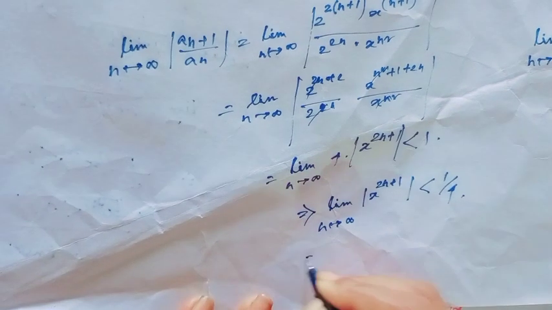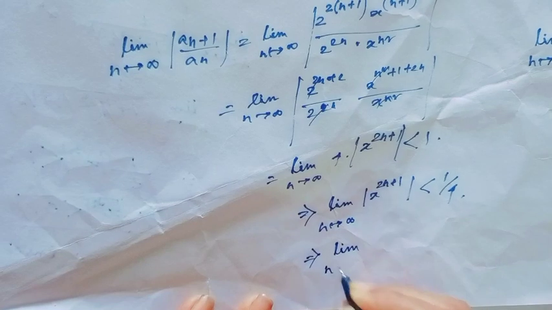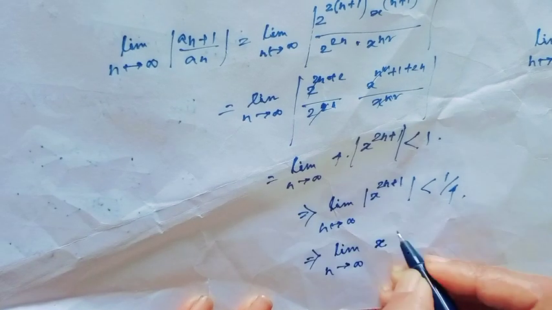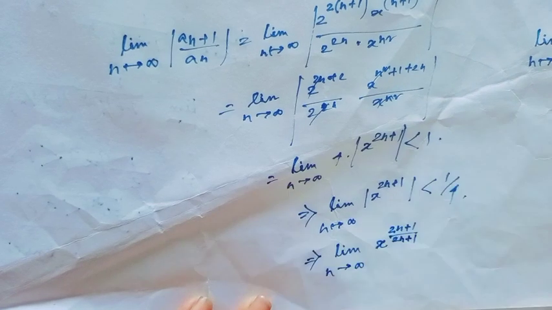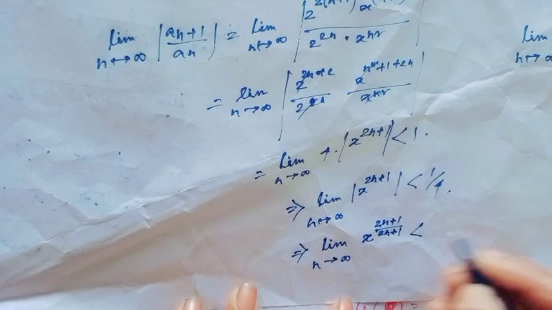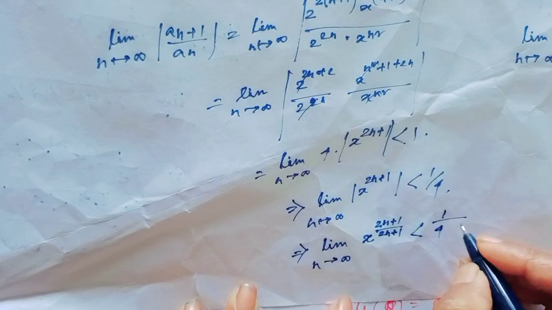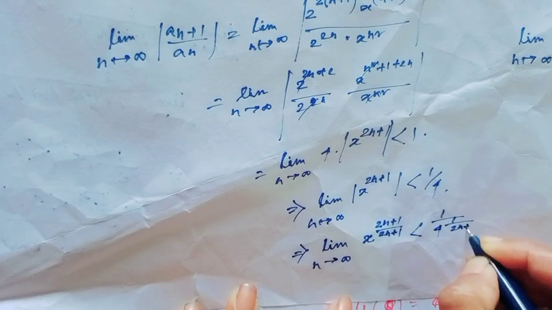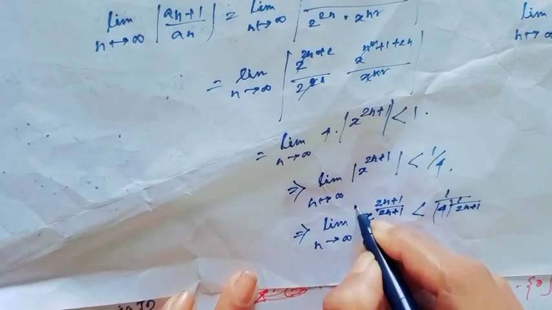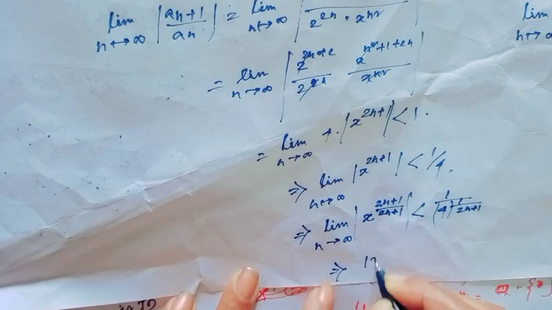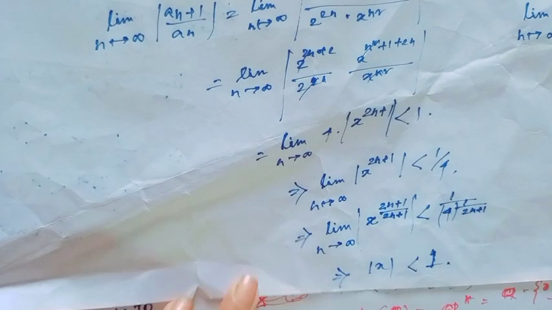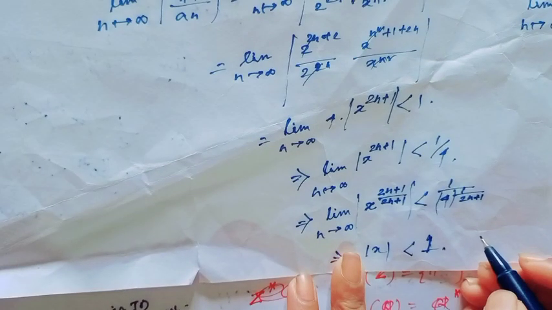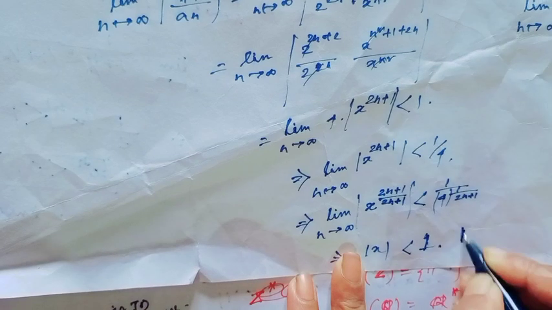For this, take the limit as n goes to infinity of x to the power 2n plus 1, and raise this part to the power 1 over 2n plus 1. Similarly, after cancelling, it is 1 over 2n plus 1 with mod x. Then this value would be mod x, and after putting the limit, this value would be 1. That means the radius of convergence is 1.